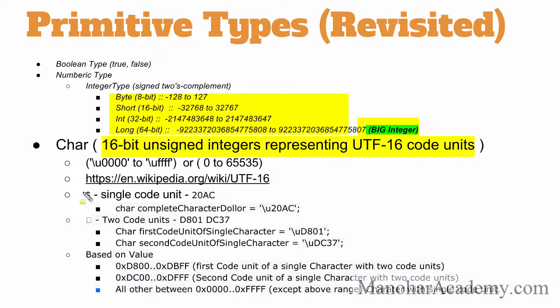So some characters will have only a single code unit and some characters will have 2 code units. If the code unit is in this range, it is the first code unit of a single character with two code units. If it is in this range, then it is the second code unit of a single character with two code units. All others are regular characters.